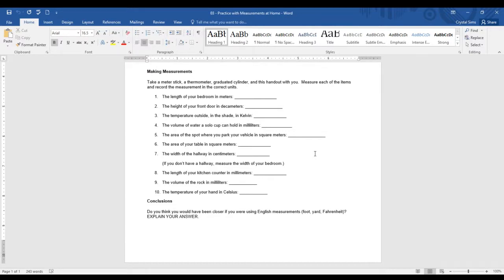And so the conclusion question wants you to think about using metrics versus using the English system. If you were making these predictions in the English system and in the metric system, would you have been closer with the English system? And explain why or why not. So just make sure that you have those items that you need in order to complete this lab. So now let me go back to week 2 and finish going through these.